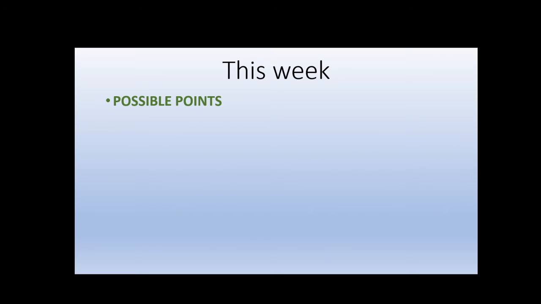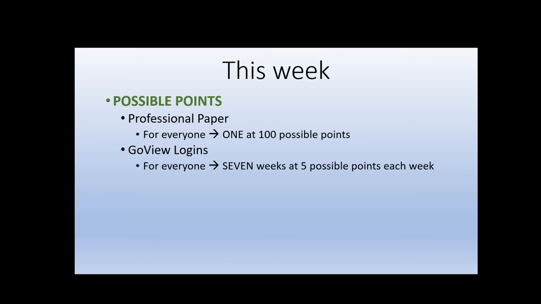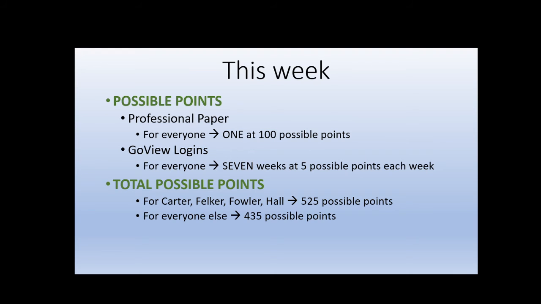Beyond the topic recaps, everybody has 1 professional paper worth 100 possible points. And when it comes to GoView, we've had 7 weeks that I have tracked and input into the gradebook system, 7 weeks at 5 possible points each week. That means that if you happen to be Carter, Felker, Fowler, or Hall, you could have earned a possible 525 points so far. 200 for team leads, 7 times 5 for the GoView, and all the other math that's on the last couple of slides here.